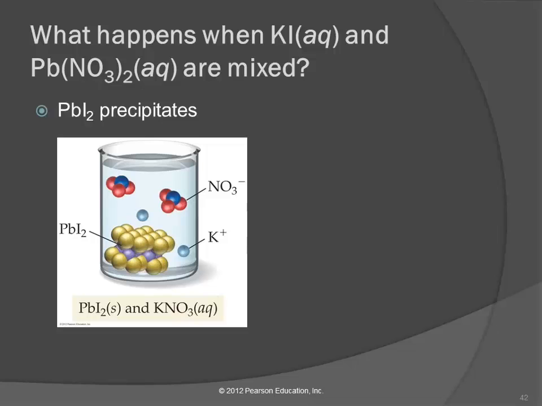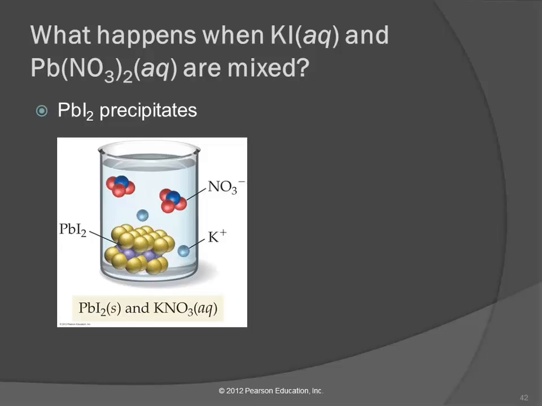So this is an illustration of what happens. The lead ions and the iodide ions, when they come in close proximity to each other, combine to form a compound that is not soluble. And so they'll precipitate out. What happens to the nitrate ions and the potassium ions? They're just left floating about.